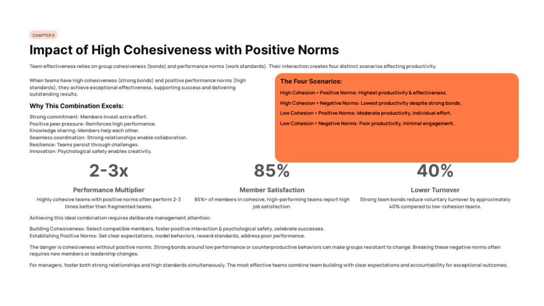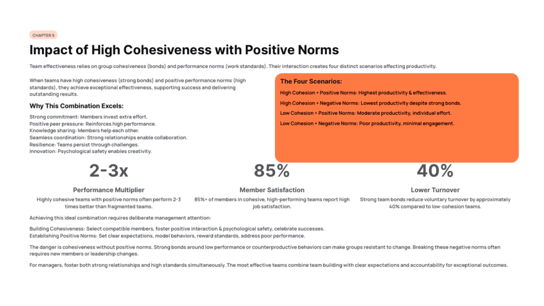To build cohesiveness, I focus on selecting compatible team members, encouraging positive interactions, and creating a sense of psychological safety where everyone feels comfortable sharing ideas. Celebrating successes also helps strengthen bonds. Establishing positive norms involves setting clear expectations, modeling the desired behaviors, rewarding high standards, and addressing poor performance promptly. This creates a culture of accountability and excellence. Achieving the ideal mix of cohesion and positive norms requires deliberate effort.